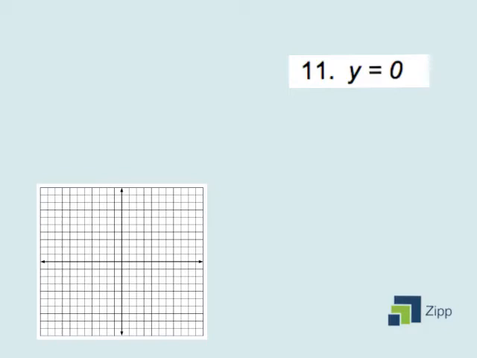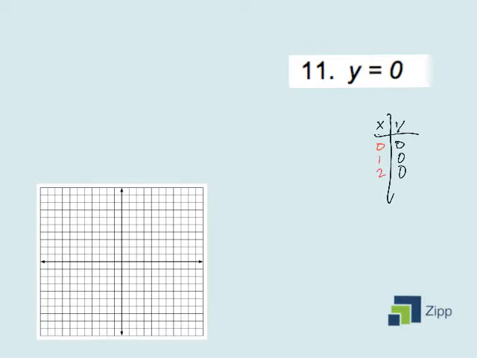Looking at some graphing of linear equations problems. This one says y equals 0, so I'm going to set up a t-table, and in that t-table I'm going to put all my y's equal to 0. And then I can just pick values for x, so I'll pick easy ones. I'll pick 0, 1, and 2.